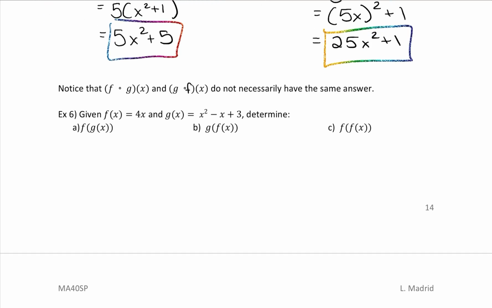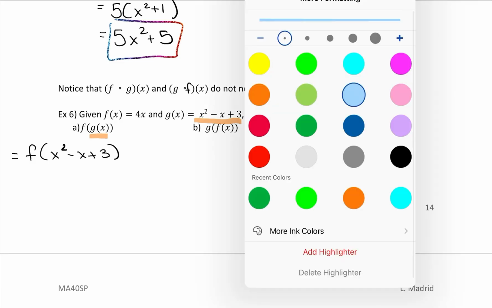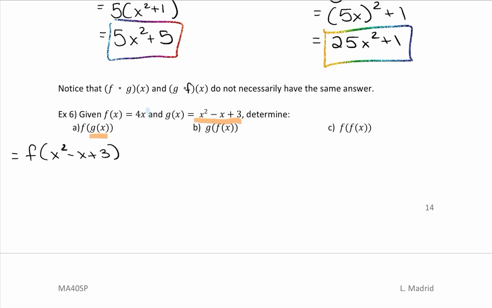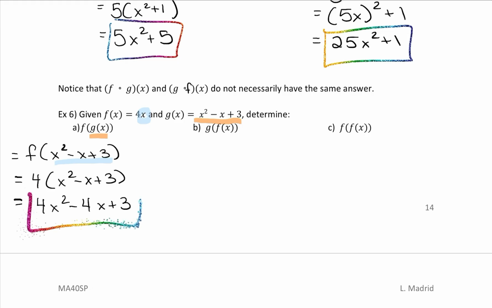I'll do the first one with you, then I'll get you to pause the video and try B and C on your own. Same idea here for the first one. All we're doing is plugging in g of x. So this is going to become f of x squared minus x plus 3. Then we're going to go to our f function. So instead of 4x, it's going to be 4 times x squared minus x plus 3. And that's done.